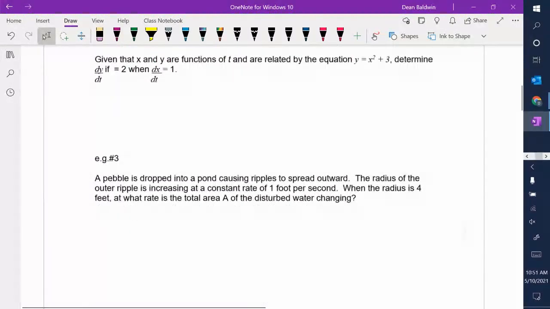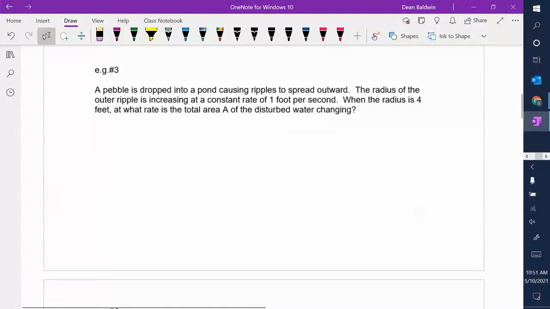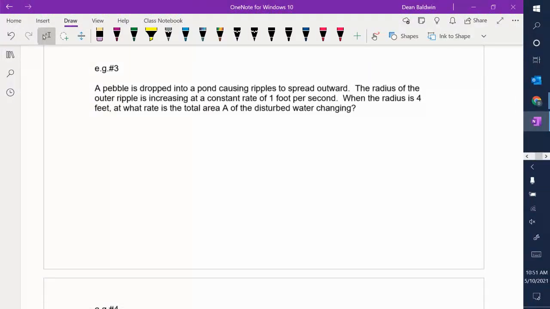Let's go to question number 3 at the bottom here. This will be the beginning problems that you will see. So we drop a pebble into a pond, causes ripples to move out. We've all seen this happen. The radius of the outer is increasing at a constant rate of 1 foot per second. Then it says, when the radius is 4 feet, at what rate is the total area of the disturbed water changing?